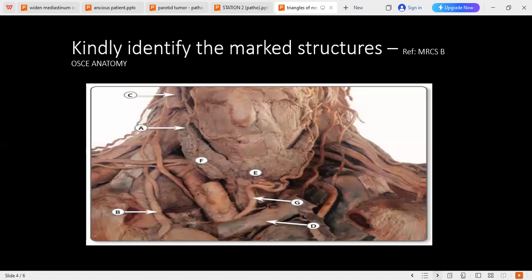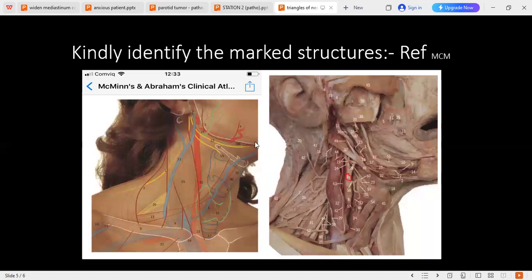I think I have another image. If you could identify here the blue one, and tell me the formation or the tributaries of this. This is the external jugular vein. It is formed by the retromandibular vein and posterior auricular vein. Where exactly is the course after formation? It drains into the subclavian vein.